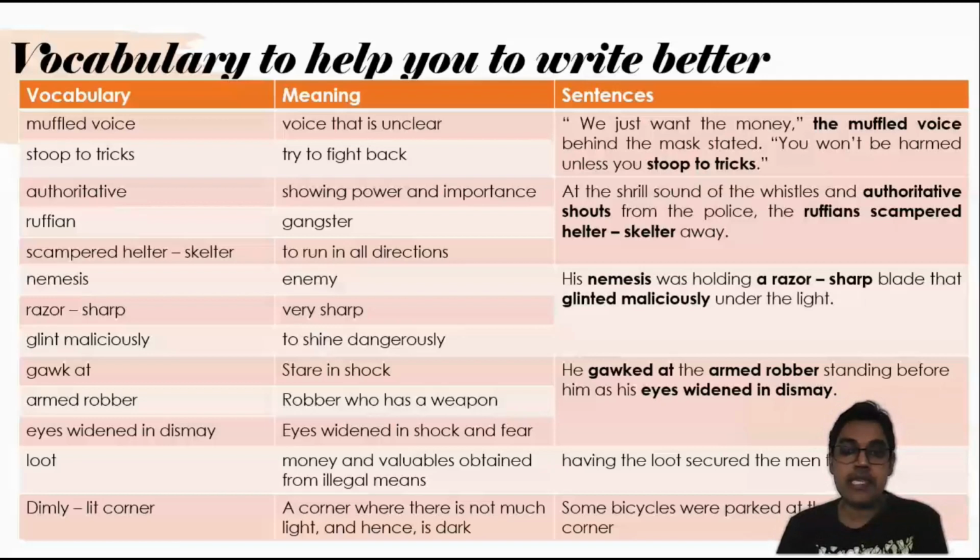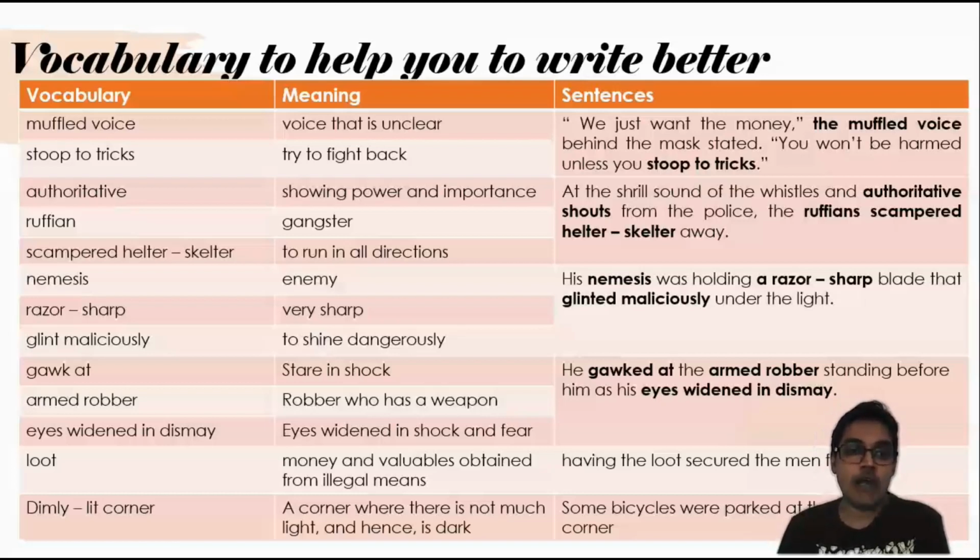Now the next ones: nemesis, razor sharp, and glint maliciously. Nemesis means enemy, razor sharp means very sharp, and glint maliciously means to shine dangerously. Look at this: his nemesis was holding a razor sharp blade that glinted maliciously under the light. You can picture this; the glint shows something that is a horrific scene, not something positive. That is why I said glint maliciously means to shine dangerously. The shine shows that it is so sharp that it can cut your neck. It is something so shiny that it can be very dangerous.